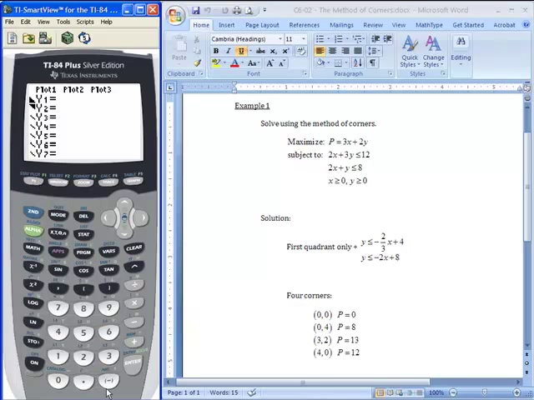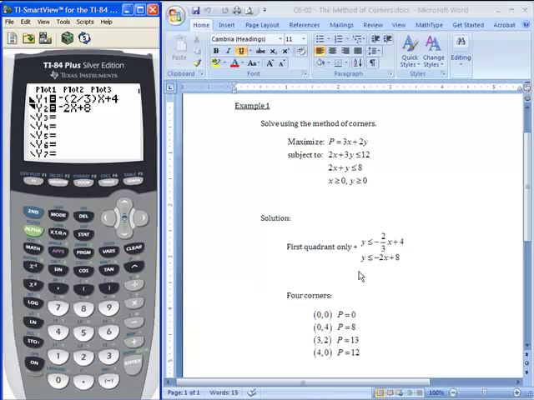So we're going to have negative, and again, just because I like to be careful, I'm going to put the 2/3 in parentheses. So negative, and in parentheses 2 divided by 3, or 2/3, times x, and then plus 4. That is our first one. And then for the second one, we're going to have negative 2x plus 8. And I'll press enter to store that.